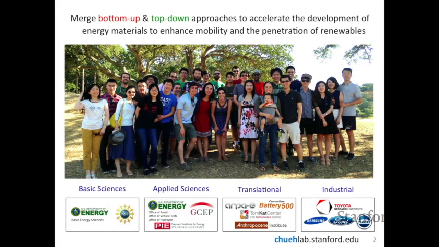So maybe just to sum up our overall activity in the research group, we're about 25 graduate students and postdoctoral scholars, focusing on really merging bottom-up and top-down approaches to accelerate the development of technologies to enhance mobility and to increase the penetration of renewables in our energy system. The way we approach the problem is both fundamental and applied, and you can see this in just the list of our funding sources, ranging from the basic sciences to industrial funding.